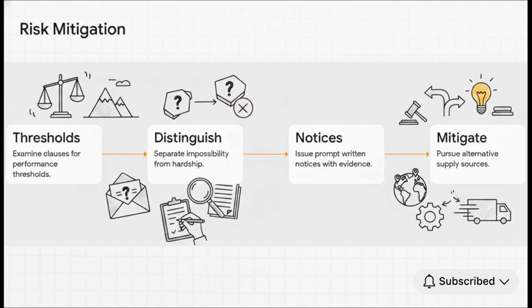Let's wrap this up with some highly practical guidance to mitigate your risk. If you follow these concrete steps, you ensure your actions actually align with these strict expectations of Indian courts. First, scrutinize your force majeure clauses for specific thresholds. Does the event need to entirely prevent performance, which is a super high bar, or merely hinder it? Second, know the difference between true impossibility and mere commercial hardship. Third, if things go south, issue prompt written notices with rock-solid evidence of the delays.